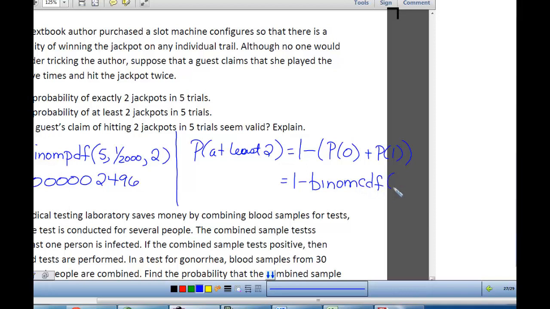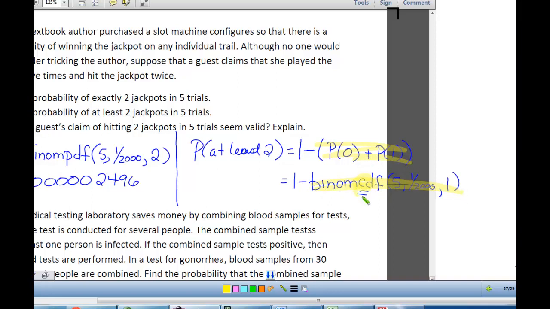Okay, N in this case is still 5. P is still 1 over 2,000. But X, I'm going to do 1. Okay, it says I want you to calculate the binomial probabilities for 0 up to 1 and add that together. I'm going to highlight this. This piece right here is calculated in this because we use this C.